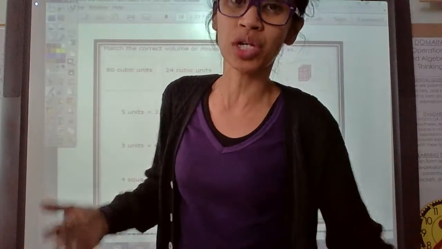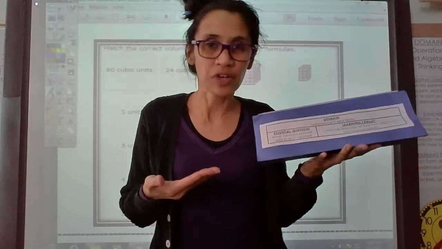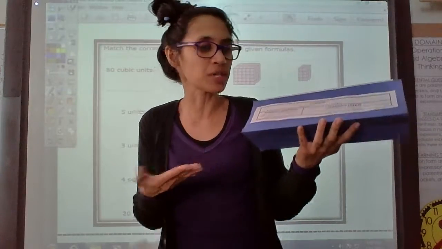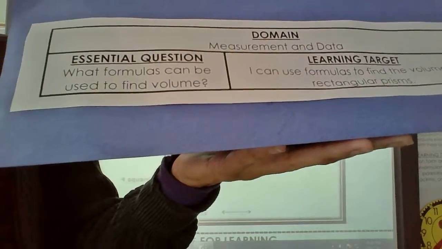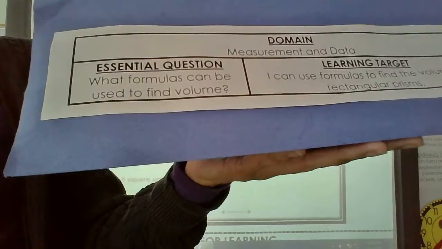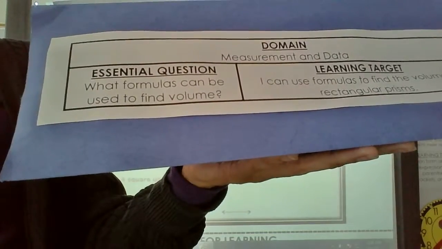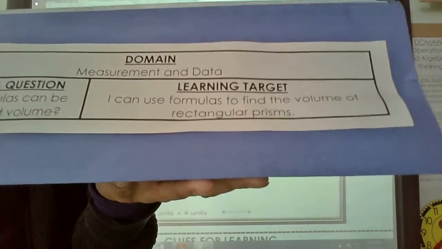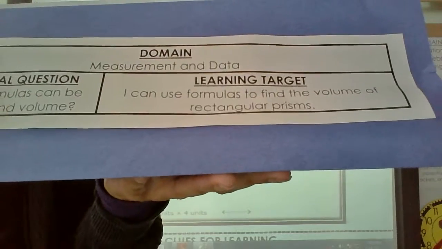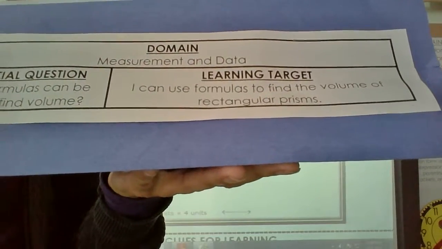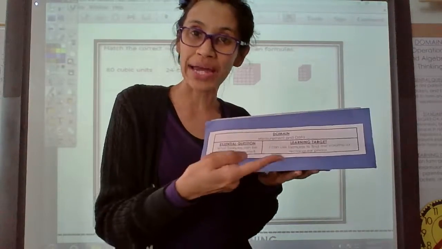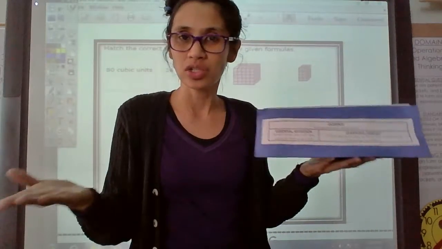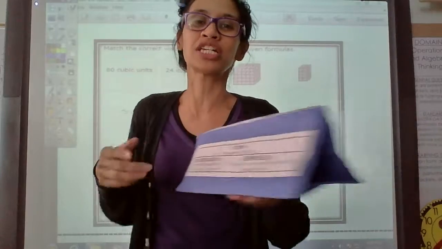Let's begin by reading our fancy blue triangular prism. Let's start with the domain. What does it say? Measurement and data. Here is our essential question: What formulas can be used to find volume? Here's our learning target: I can use formulas to find the volume of rectangular prisms. Make sure you have your journal and your pencil. Write that learning target in there so you know what you're learning and you know what you can do.